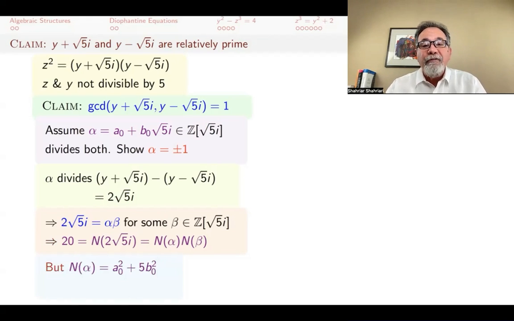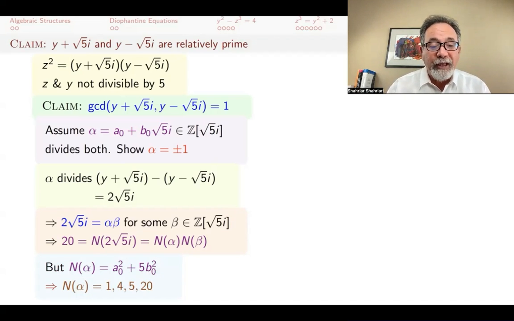So they have to be factors of 20, but they're not just any factors of 20. They're of the form a0 squared plus 5b0 squared. For example, N of alpha can't be 2. There's no way you can pick an integer a0 and another integer b0 and make this equal to 2. You can only make positive integers, and the only things you can make are 1, 4, 5, and 20. You can go through the other factors of 20, like 2 or 10, and convince yourself that there's no way to find two integers a0 and b0 so that a0 squared plus 5b0 squared is 10. N of alpha is only 1, 4, 5, or 20.